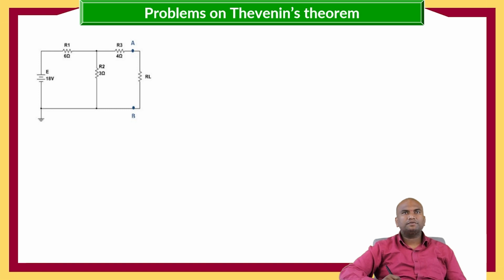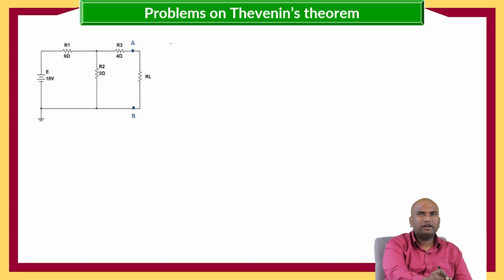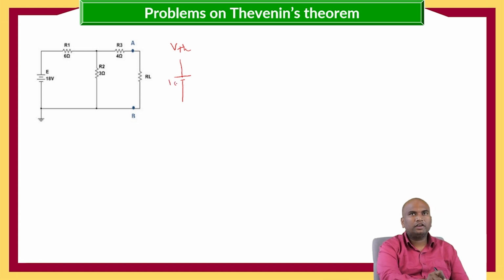This is the next problem in which we need to calculate the Thevenin's equivalent. Here one more resistance is added. When one more resistance is added, we are going to see how the voltage and current are affected. First, for calculating VTH, we need to open circuit the load resistance.